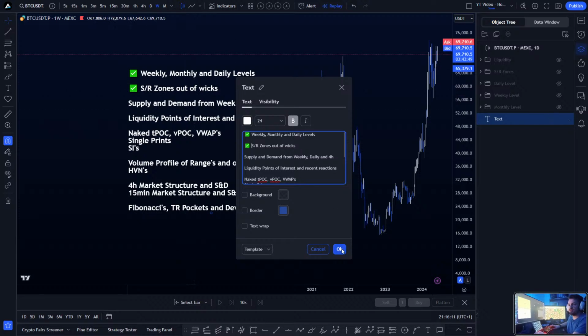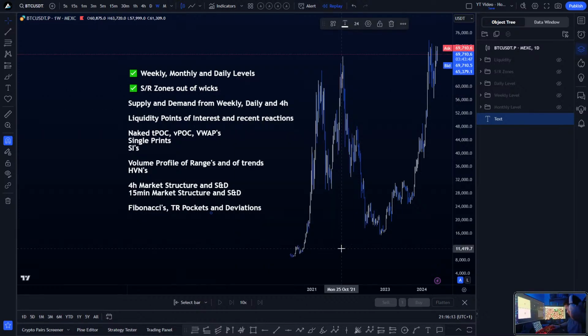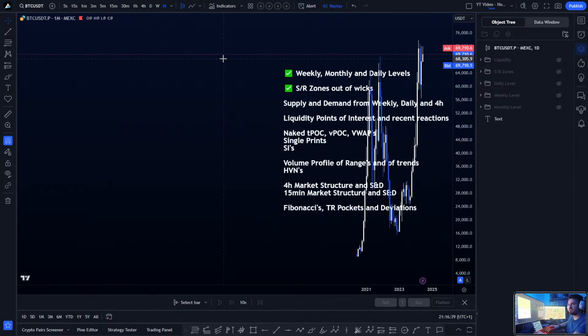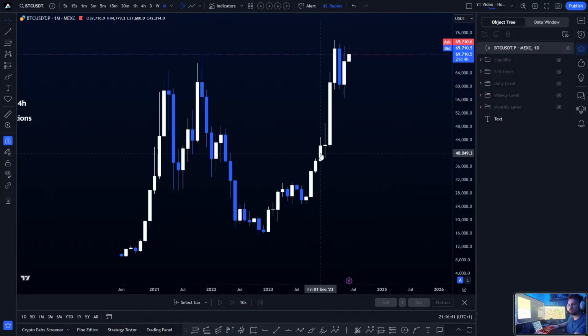Now, supply and demand. In supply and demand, I basically include ranges, which include order blocks, of course, and fair value gaps. That's kind of it. Because we already have confluence for the other things in terms of previous structure points, the levels, support resistance out of wicks, so I mostly focus on fair value gaps and blocks.